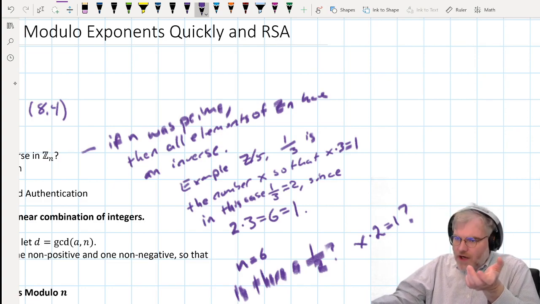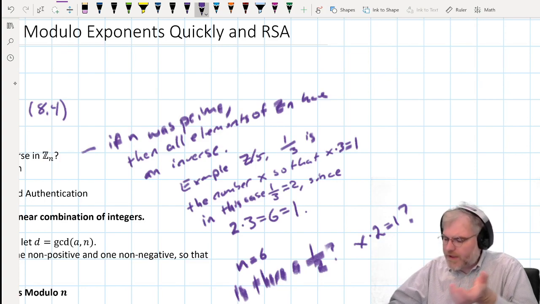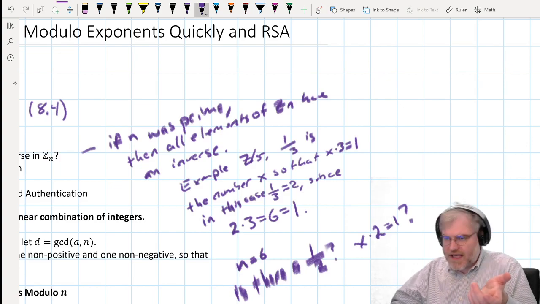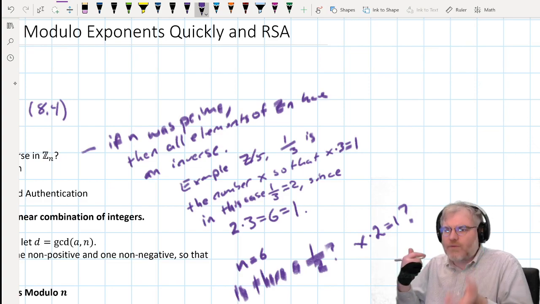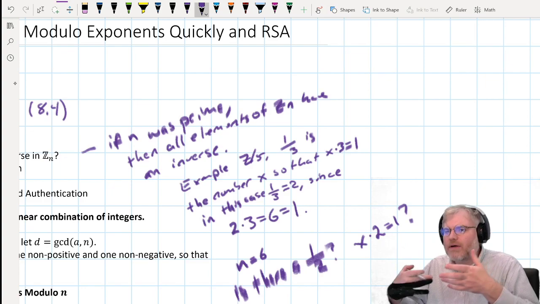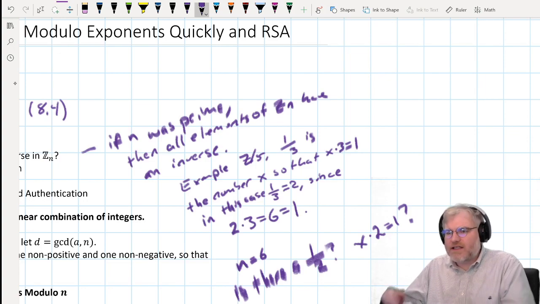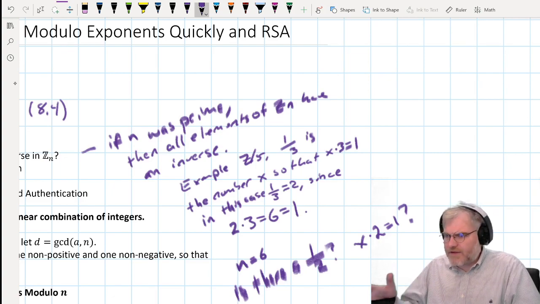Okay, let's try a few. 2 times 2 equals 4. That doesn't work. 3 times 2 is 0. 4 times 2 is 8, and 8 is 2. 5 times 2 is 10, which is 4. And 6 times 2 is 0 again. So I don't really have a number. There's no number so that I wind up with something that is equal to 1 modulo 6. So there's no number I can multiply by 2 to get 7 or 13. Does that make sense?